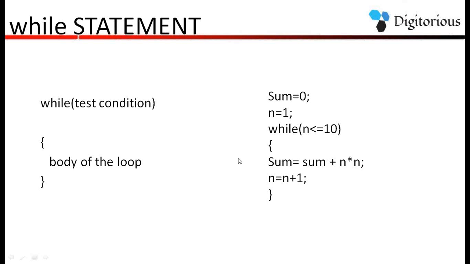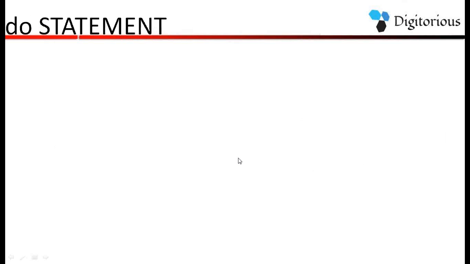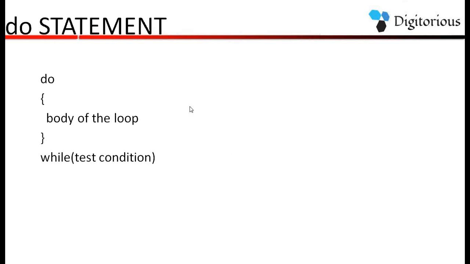This is how the while statement executes. Now let's understand about the do statement. The do statement is also known as the do while statement. It is somewhat similar in operation as compared to the while statement, but the difference is that we use the do statement when we want the body of the loop to get executed at least once before checking the test condition.